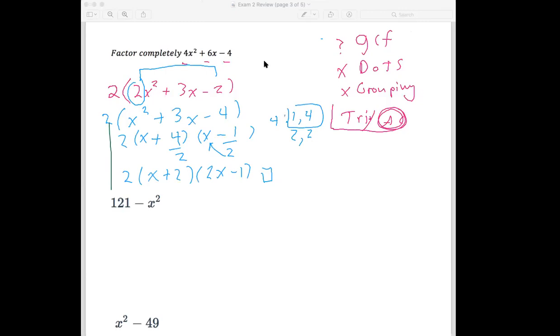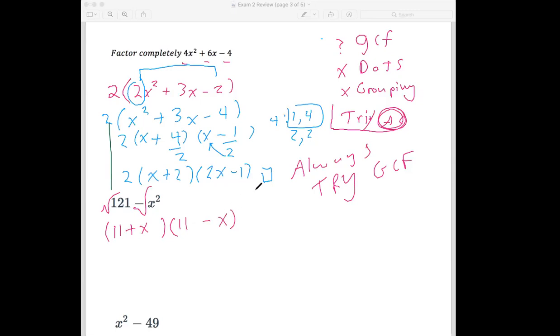Okay, so with that one, remember always try GCF first. Always try GCF. Over here, let's look. There are 2 things. There is a difference between them. They're both perfect squares. So we're going to use dots. 11 plus x, 11 minus x. The order does matter.